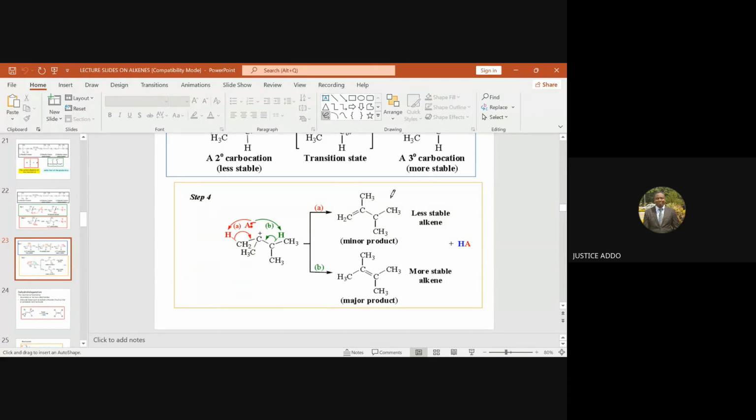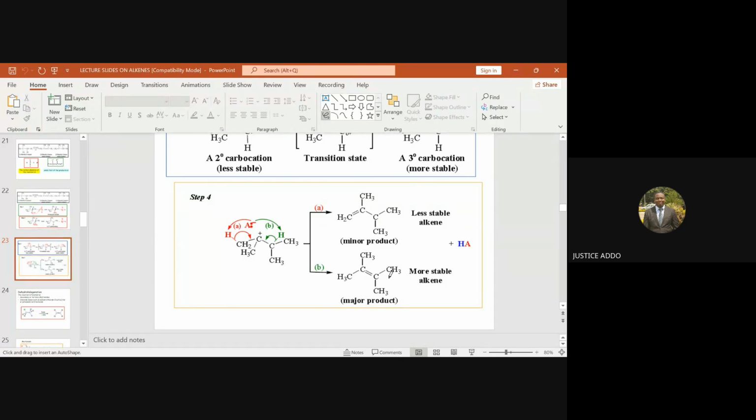Now look at the alkene up here. The two carbons bearing the double bond are these ones. Now this carbon here has this alkyl group here, 1, and then this alkyl group here, 2. The other carbon does not have any alkyl group. There are only 2 hydrogens on it. So it means that this alkene has 2 alkyl groups as compared to the one down here, which has what? 4 alkyl groups.